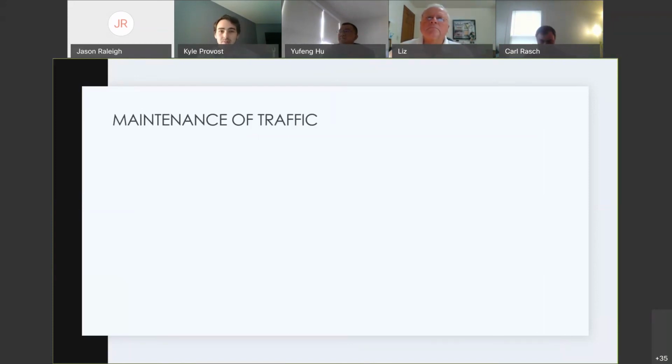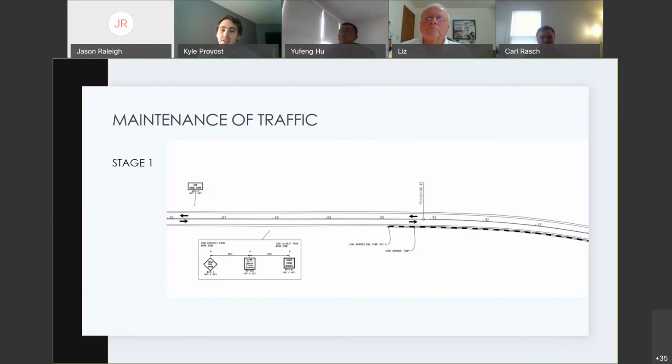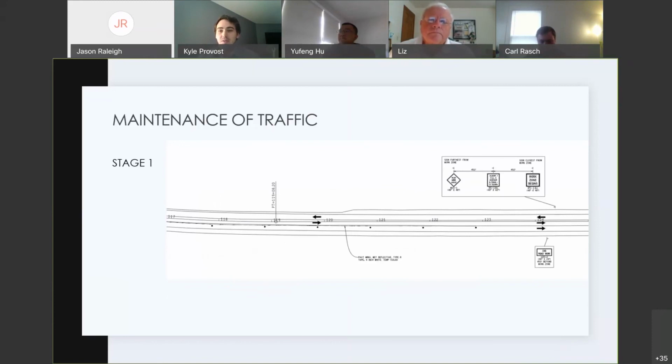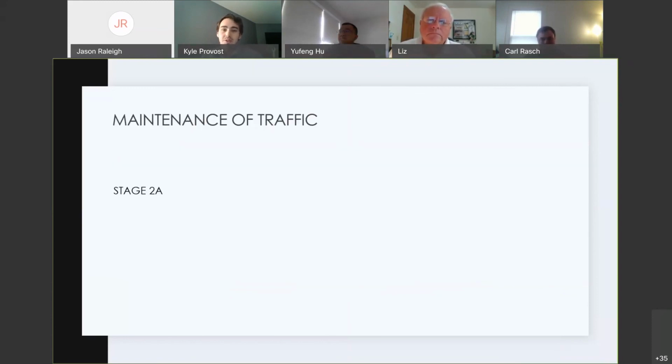Stage 1 is used for most of the construction and consists of temporary concrete barrier along the south side of the road and through both sides of the bridge. This is to limit vehicular access into the construction zone. Just east of the bridge, the temporary barrier ends, and barrels are then used to guide traffic to the project's limits. Stage 2 is broken up into 2 sections.